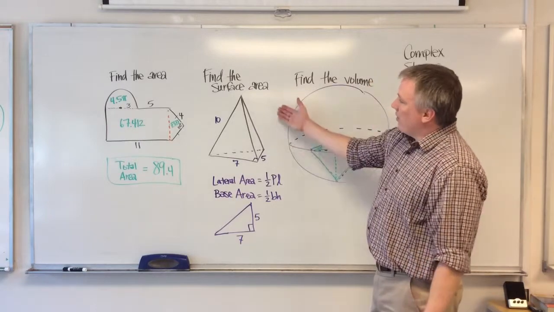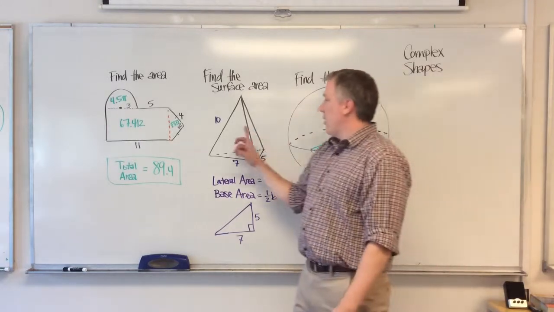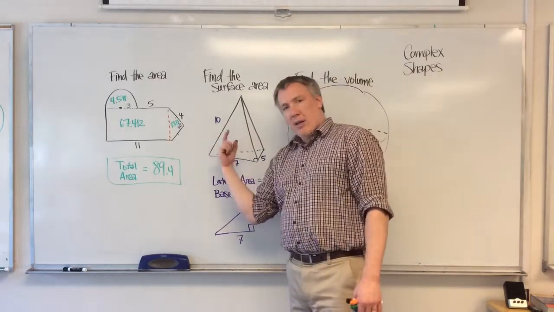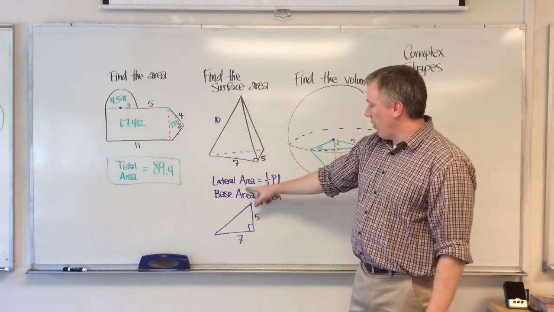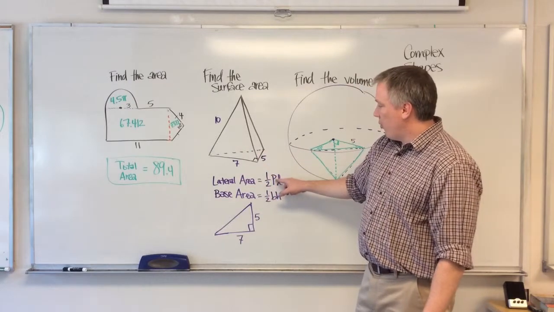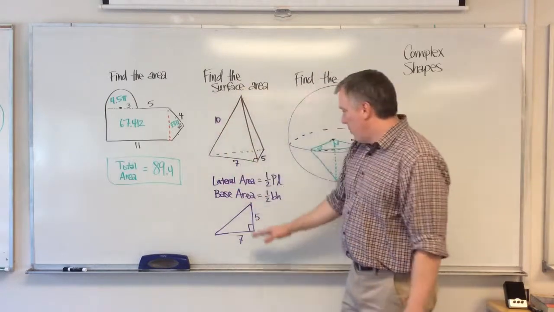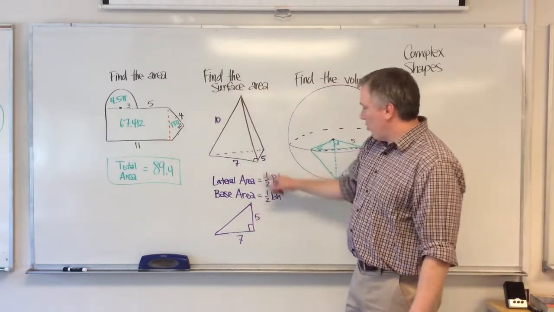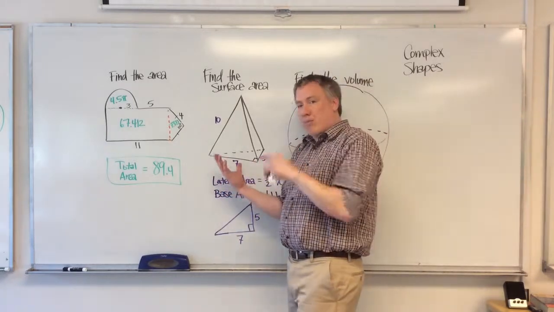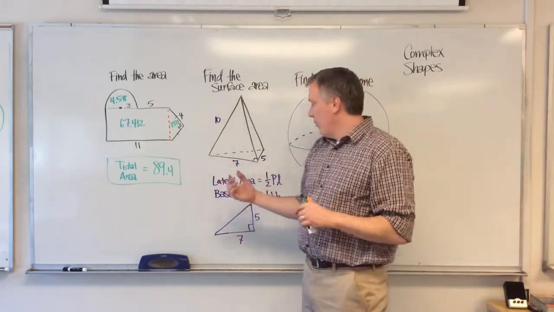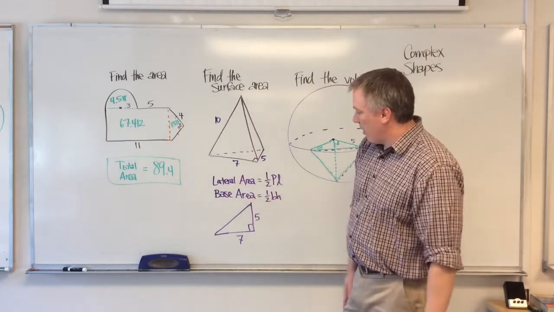All right, now we're going to find the surface area here of this pyramid. Now, on a pyramid, you need to find the lateral area as well as the base. The lateral area, the formula for the lateral area is 1/2 perimeter times the length of one of the sides. And then the base area is a triangle in this case, and sometimes it's a quadrilateral, it could be a square or a rectangle. The base area in this case is 1/2 base times height.